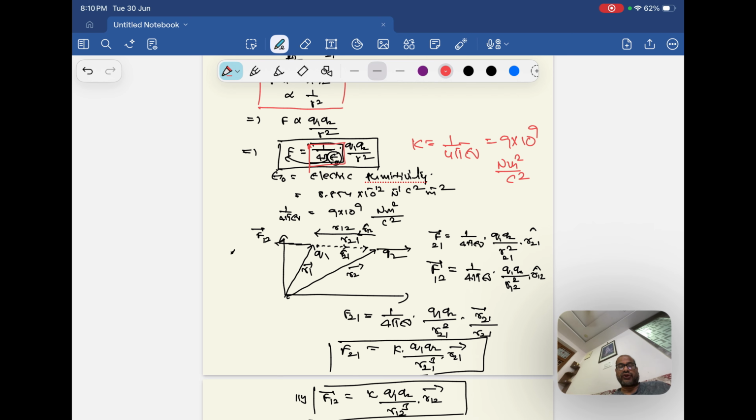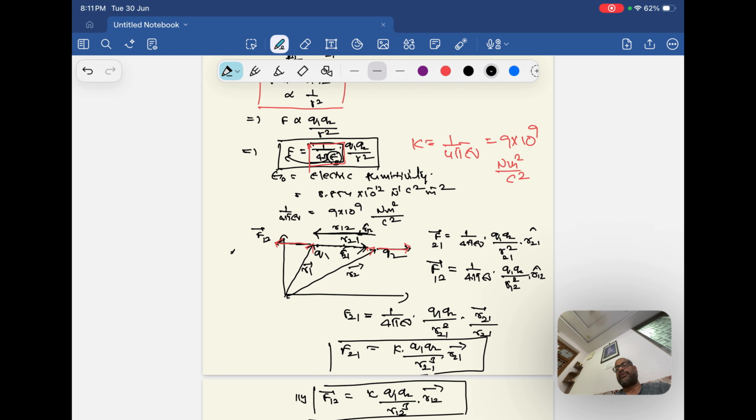Let us take Q1 and Q2 as two charges with position vectors R1 and R2. The force on 2 because of 1 will be like this. The force on 1 because of 2 will be like this. If I ask, where is Q2 from Q1, you will show that this is the direction R21. If I ask the position of Q1 from Q2, you will say it is like this.